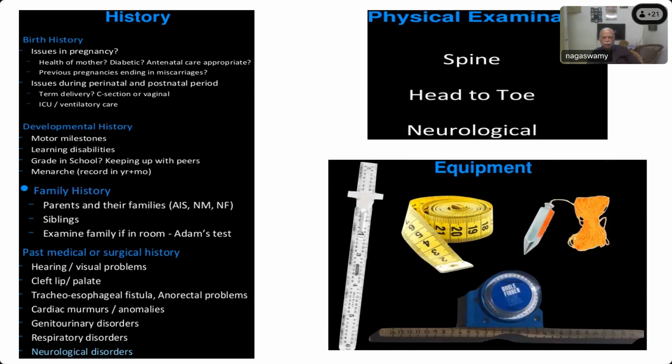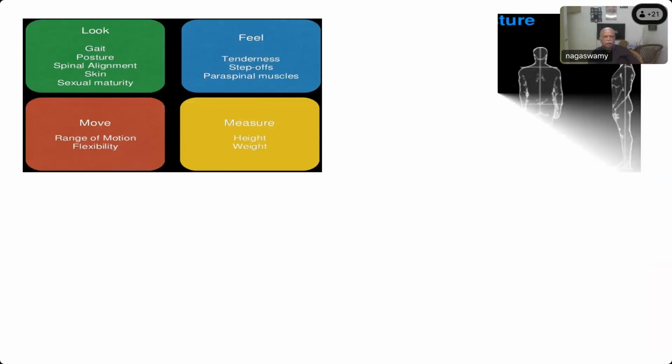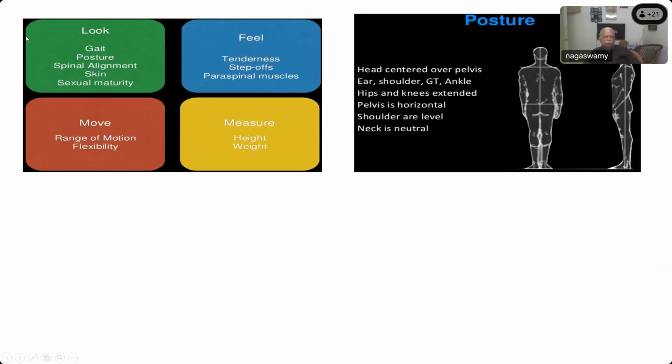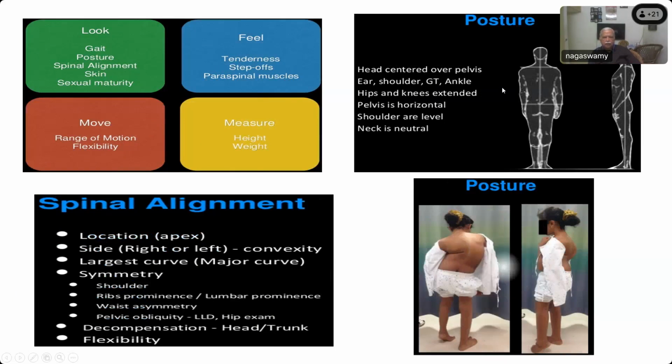These are all the equipment that may sometimes be used by the orthopedic surgeons or spine surgeons. And this is how you do it. Look for the gait, posture, spinal alignment, skin and sexual maturity. Feel for tenderness or step-offs, and the paraspinal muscles. Then check the range of motion, flexibility, measure the height and weight, and then look at the posture of the patient from the back and see the spine alignment. So this is how you can see nicely the leg lifted up.